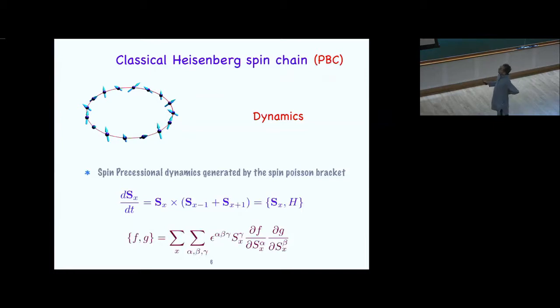So I'll talk about some dynamics, and the dynamics is generated by spin precession, which is generated by the spin Poisson bracket, which is this for arbitrary functions f and g of the spin, and this is the more useful form that we would use.